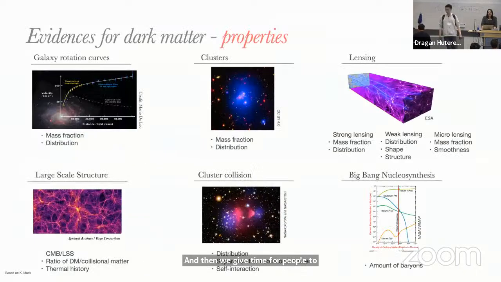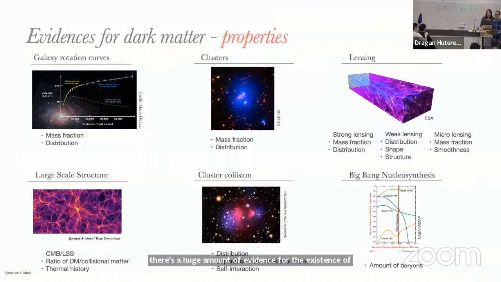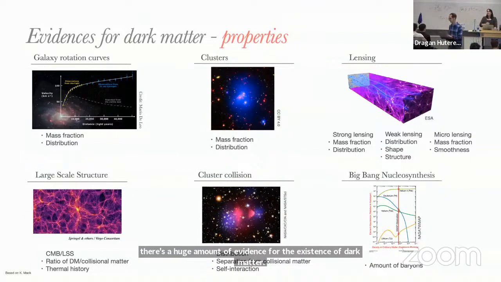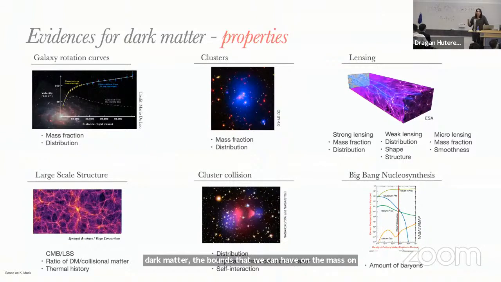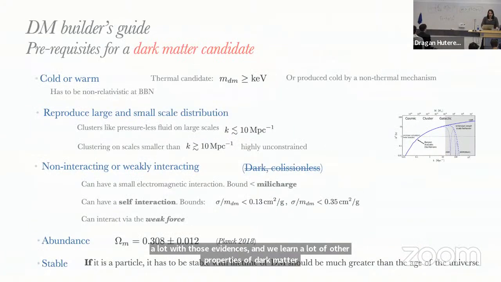So there's a huge amount of evidence for the existence of dark matter, as we reviewed the main ones. And each of those evidences tell us a little bit about the properties of dark matter, the bounds that we can have on the mass, on the charge, on the self-interaction and everything. So although we don't know what dark matter is, we learn a lot with those evidences, and we learn a lot about the properties of dark matter by having cosmological and astrophysical observations.